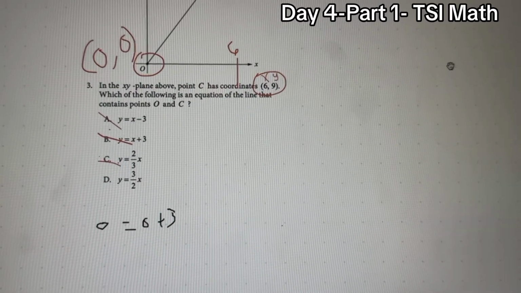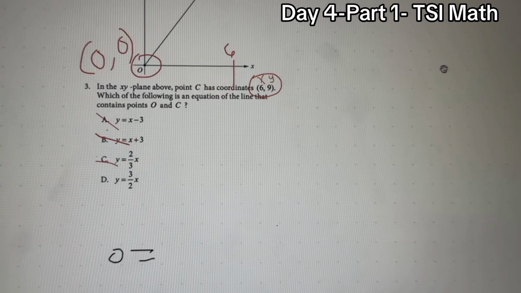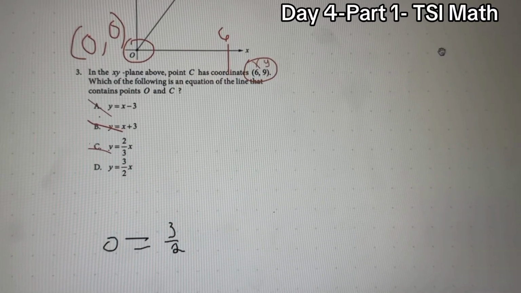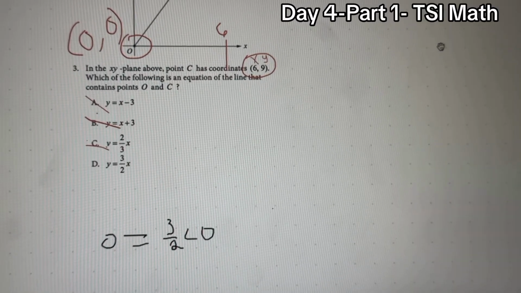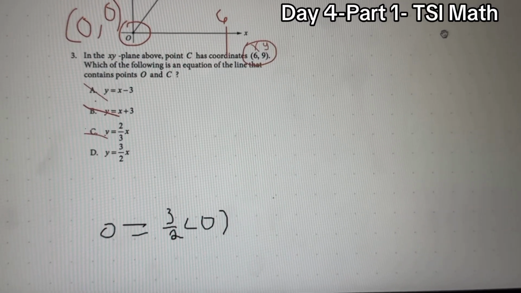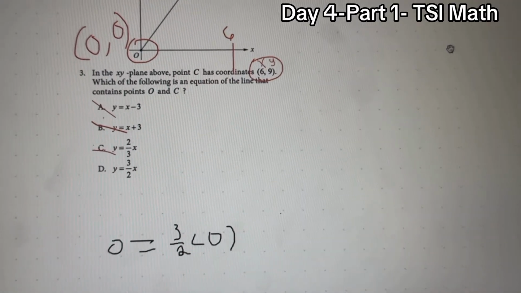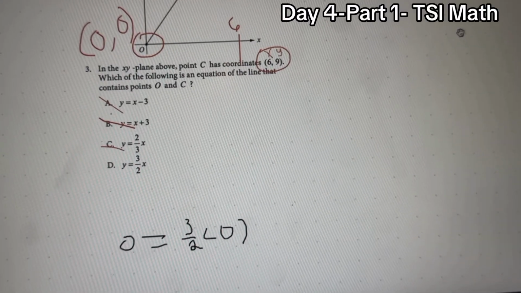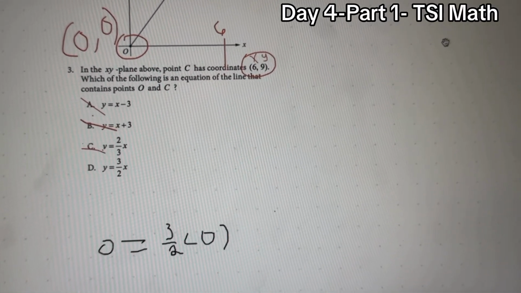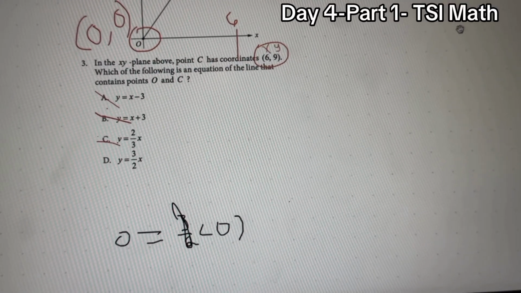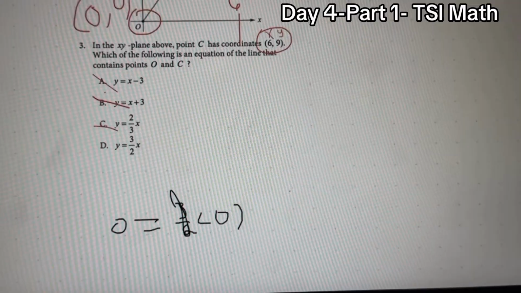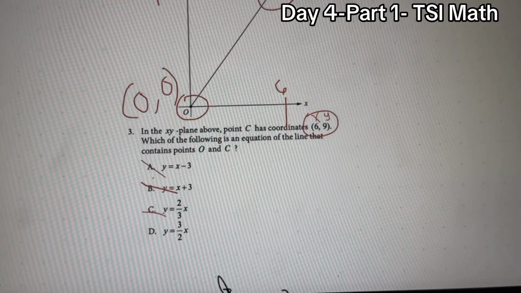All right. 0 equals 3 over 2 times 0, right? Okay. Is that a true statement? Is that a true statement, Jackson? No. What's anything times 0? 0. Anything times 0 is 0. So 3 over 2 times 0, that would cancel out. Oh, so it is a true statement. 0 is equal to 0. So we can confirm it is indeed answer choice D.